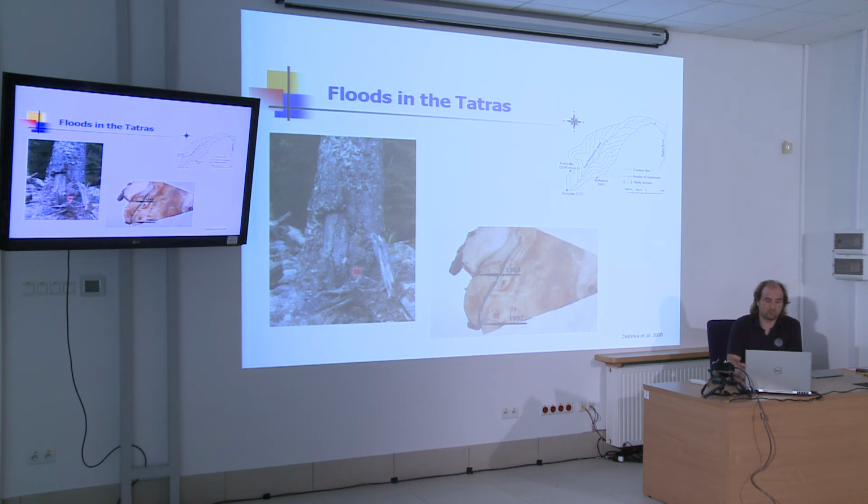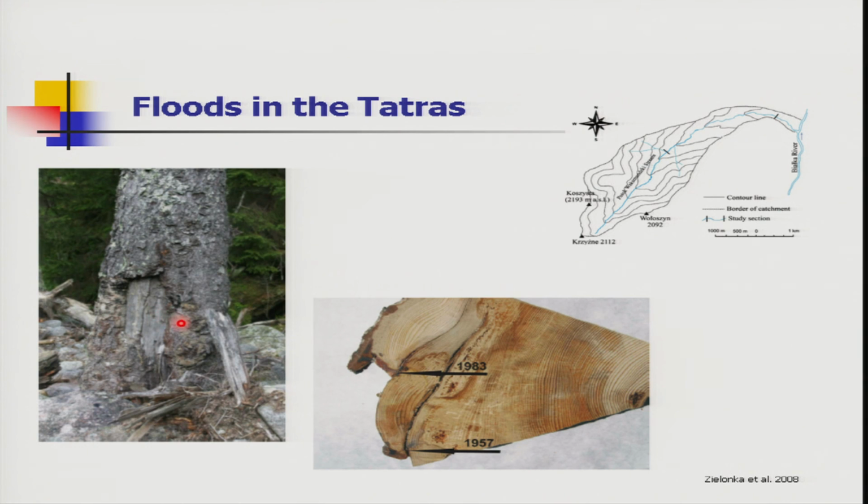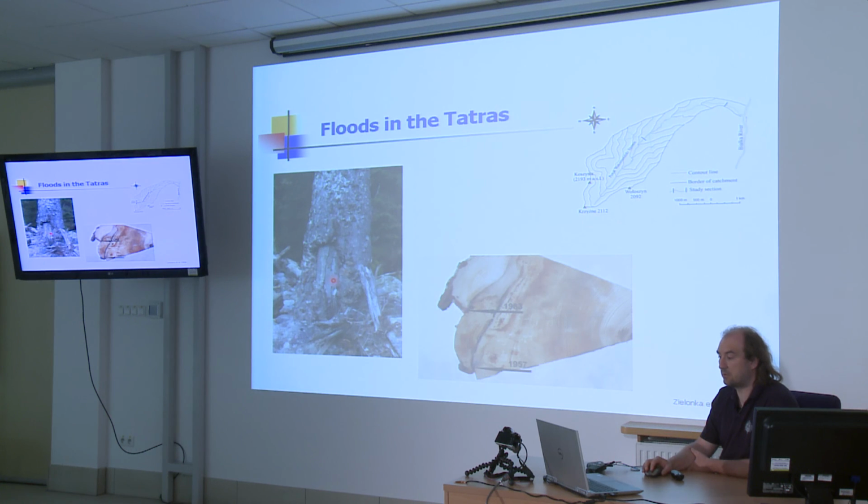carry on very heavy rocks because they have a lot of water, and this transportation power of water is in such a situation much higher than usually. So these heavy rocks can hit and injure trees growing on the stream banks or river banks. And dating such scars, we can reconstruct how often such events appeared.